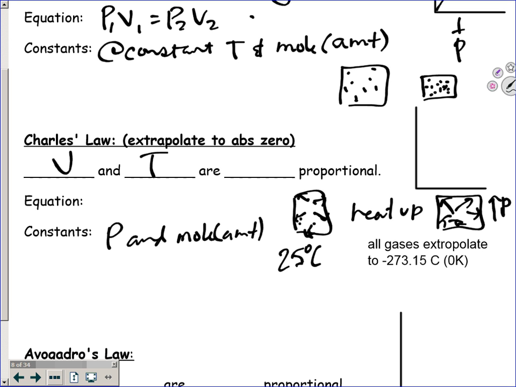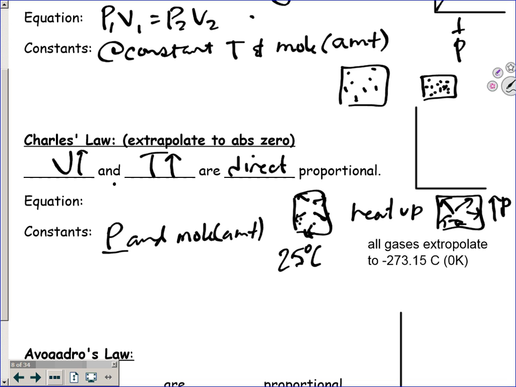Increase the volume to give them more space, because if they have more space, are they as likely to hit the container wall? No. So it's not just by nature like, oh, if I increase the volume, temperature increases. It's actually the other way. If I increase the temperature, the volume should increase in order to keep the pressure constant. So if I increase the temperature, the volume should also increase to maintain a constant pressure. And so that's a direct proportion, or a direct relationship.